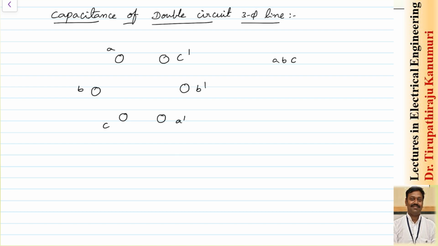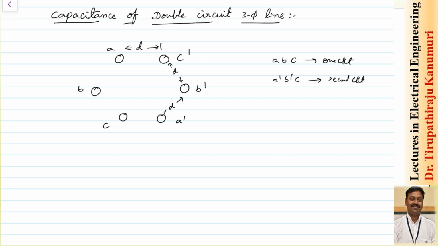Here A, B, C belong to one circuit and A dash, B dash, C dash belong to the second circuit, and we are maintaining the distance in such a way that it is symmetrically spaced. The unsymmetrically spaced case we will see after making the summary of this, because directly calculating the unsymmetrical case will take so much time for the derivation.